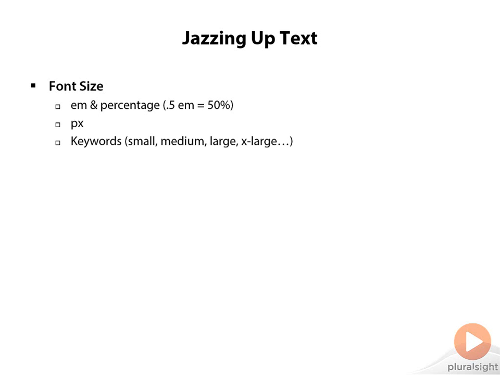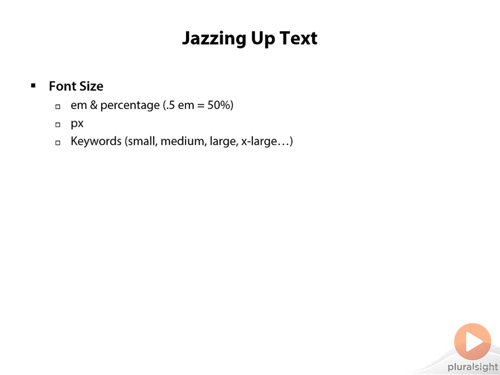You set the font size using EM or percentages, and EM is a printer's measure. And for purposes of CSS, 1EM equals 100%. So 0.5EM is equal to 50%. You can also set the font size using pixels or using keywords such as small, medium, large, extra large, and so forth.